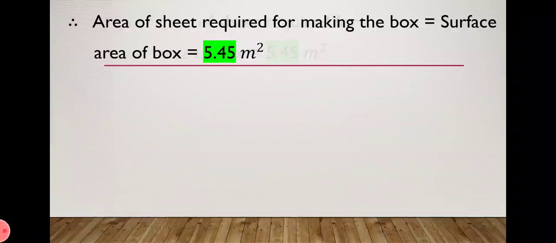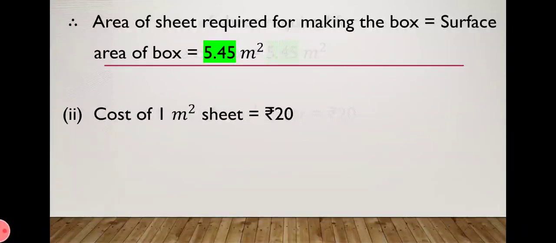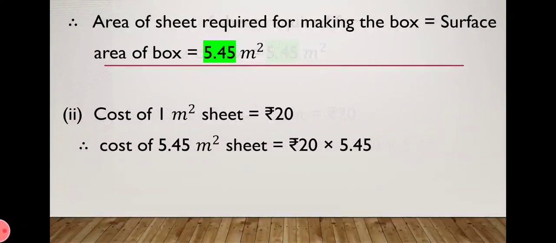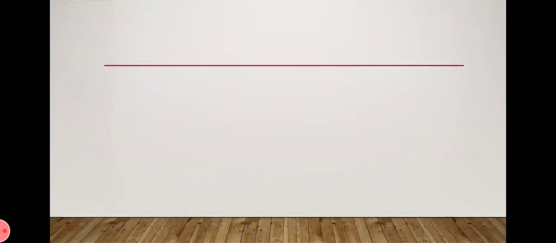Now second, cost of 1 meter square sheet is given as rupees 20. Therefore, cost of 5.45 meter square sheet equal to rupees 20 into 5.45, that will give you rupees 109. Therefore, the cost of sheet will be rupees 109. Next question.